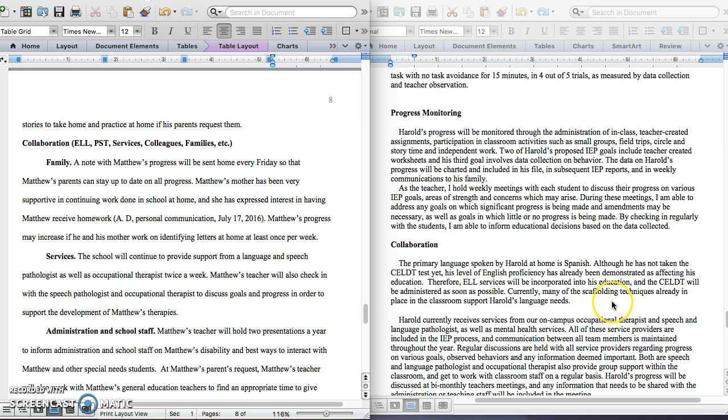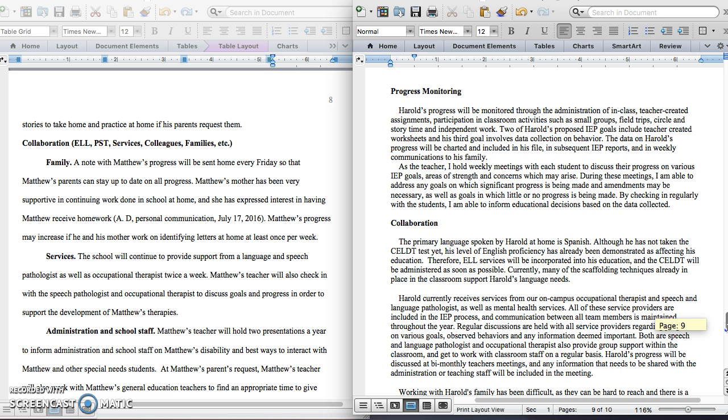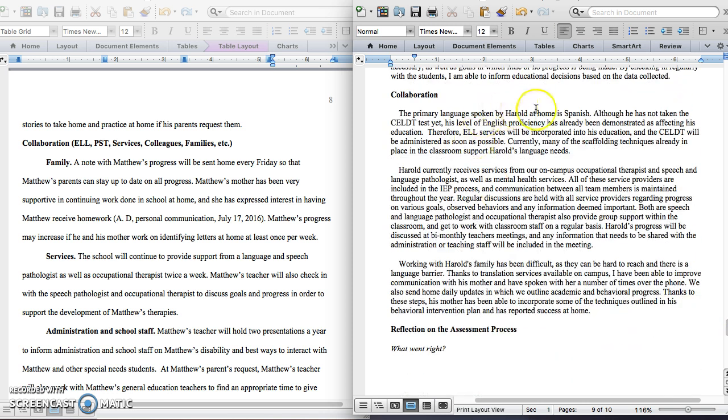And next is the collaboration. So you should always be working with other people. And so here we go, we've got collaboration. Up above, it should have said Spanish as well. But they've got the ELL services to support the Spanish here, working with the occupational therapist and speech and language pathologist, as well as mental health services to help support the student, and also possibly having translation support.